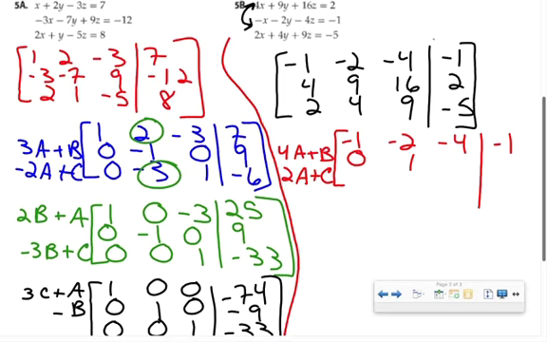4 times -4 is -16. -16 plus +16 is 0. That is fantastically convenient. 4 times -1 is -4 plus 2 is -2.